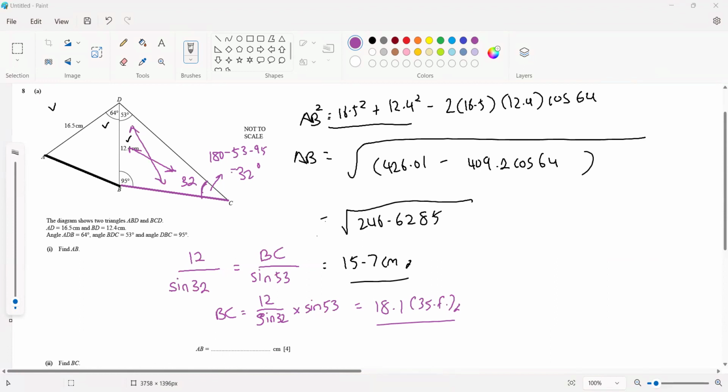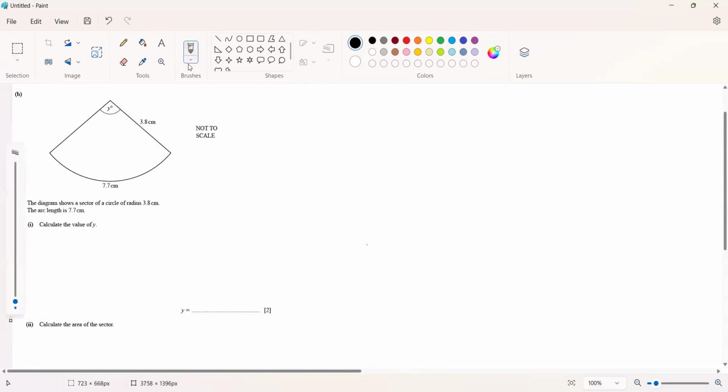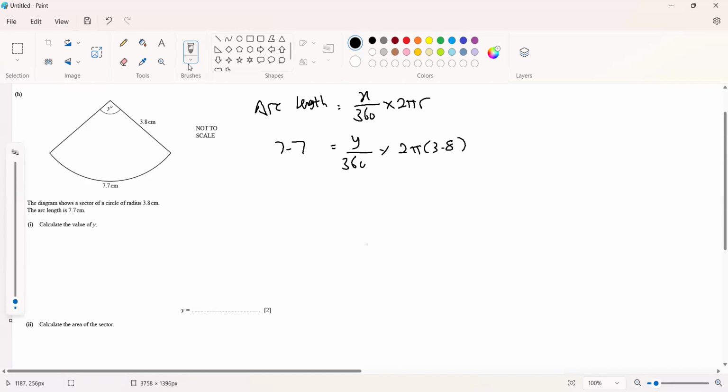So moving on to question 8b. These workings are no longer relevant. Questions are done here already. So this is a sector of a circle, radius 3.8, arc length is 7.7, find y. So from here, our arc length formula is simply x over 360 times 2 pi r. So we know the arc length, which is 7.7. We don't know the angle, it's y. And we know the radius, which is 3.8. So from here, 7.7 equals 7.6 pi y over 360.